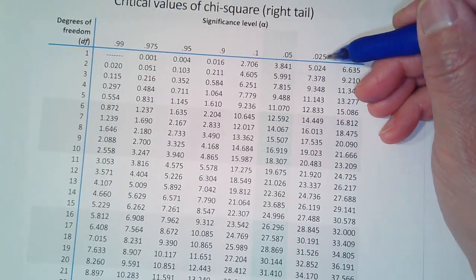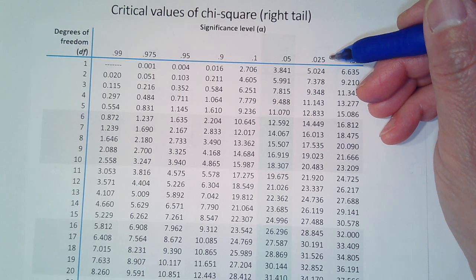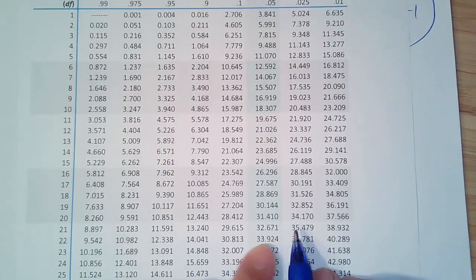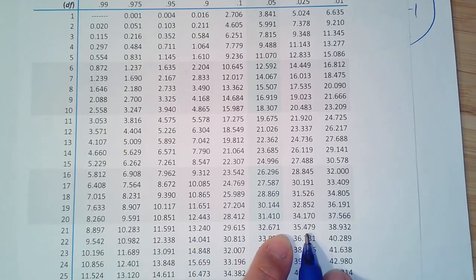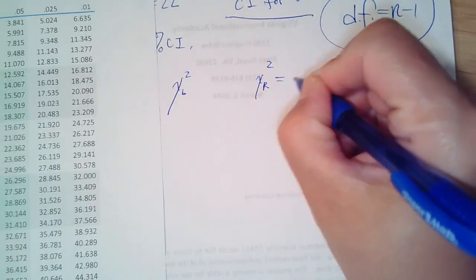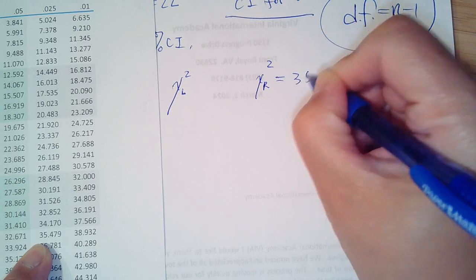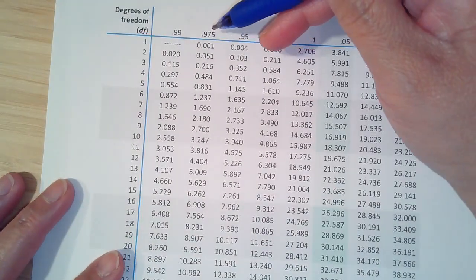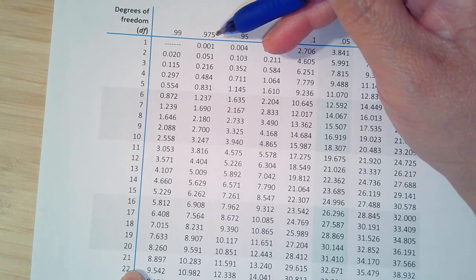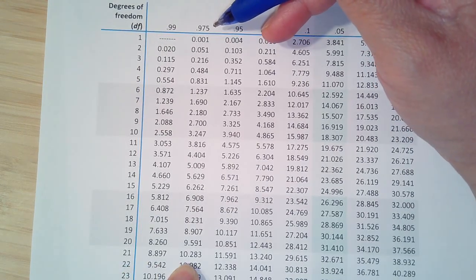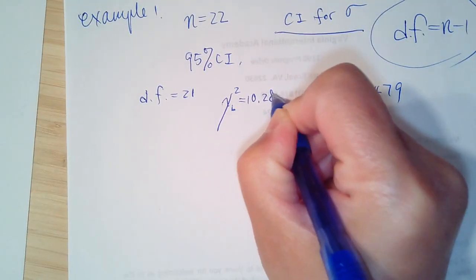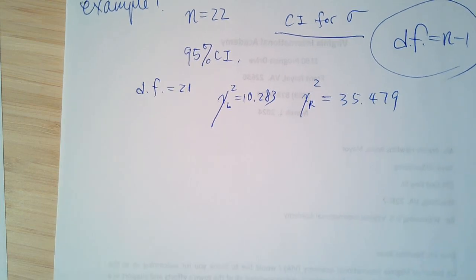For 95%, the right tail is 0.025. Degree of freedom is 21. So 35.479. That's the right side. And the left side, you should look at 0.975 with degree of freedom 21. So it's 10.283. So this is the third time we practice this and we get that.